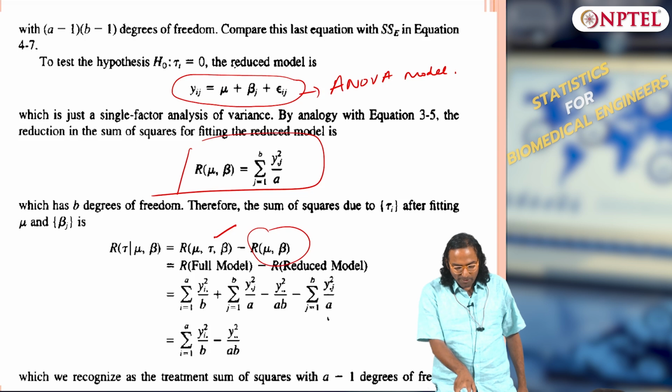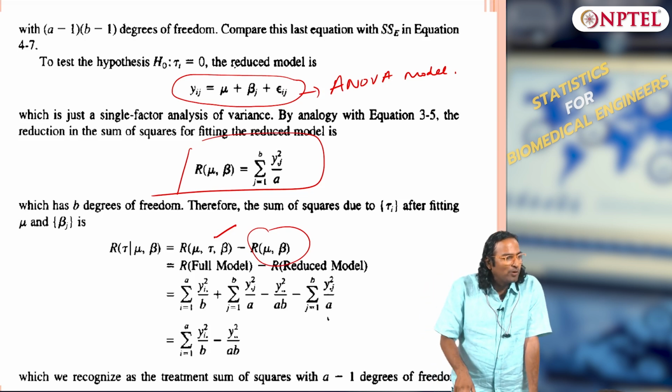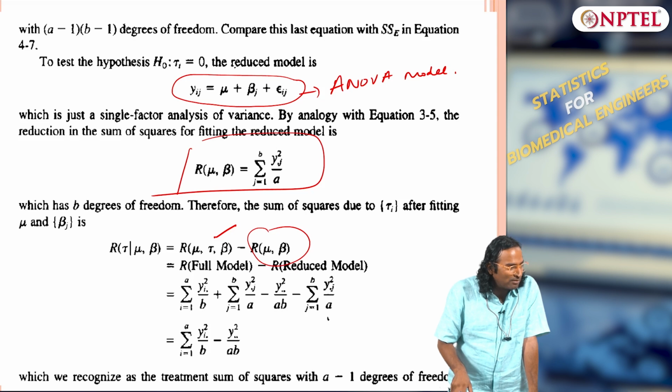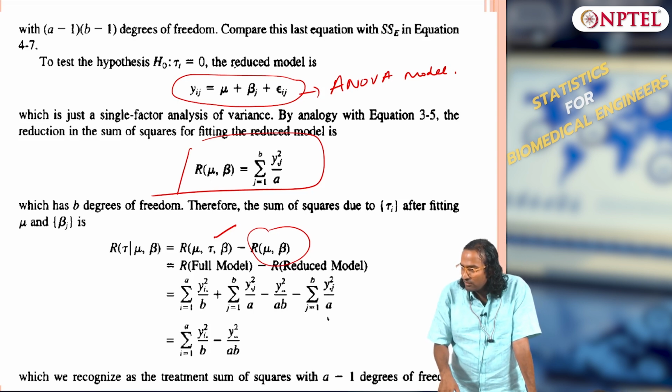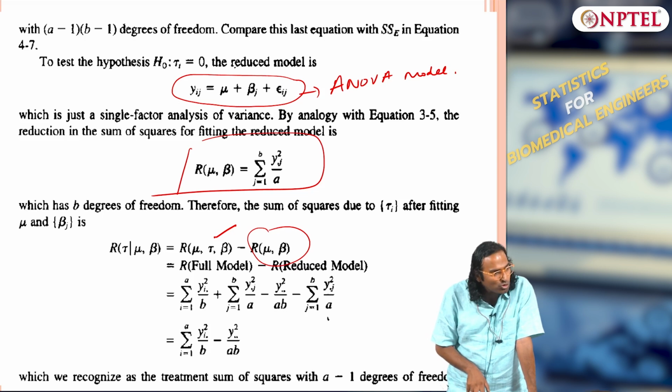Okay. My null hypothesis is what? Tau equals 0. If the null hypothesis is true, this is the model and this is the variability explained by the model. Okay. If my alternate hypothesis is true, what is the model?